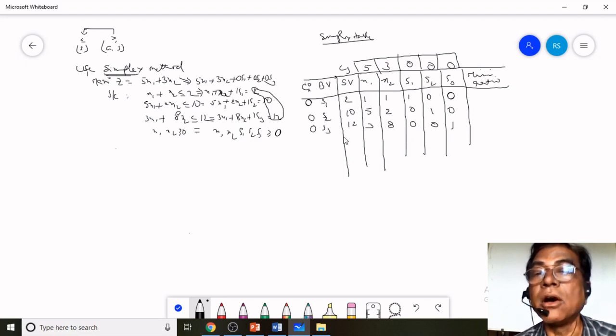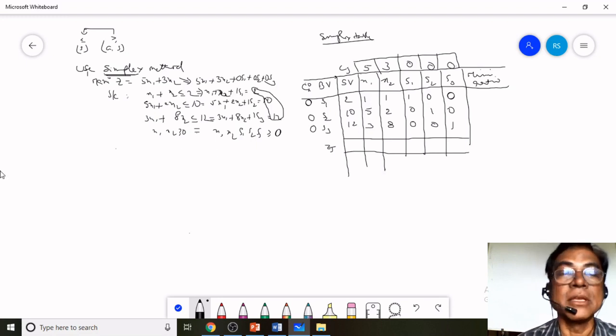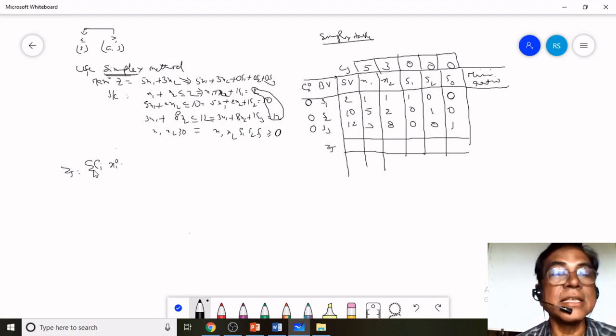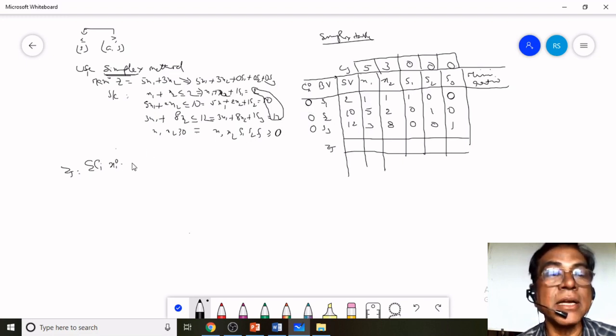Okay. Now draw this one. Now Zj. First you write down how to calculate the Zj values. See, Zj is nothing but sigma Ci into Xi. What is the Ci? Ci, this is Ci. Xi, where i is equal to 1, 2, 3, 4, and so on.